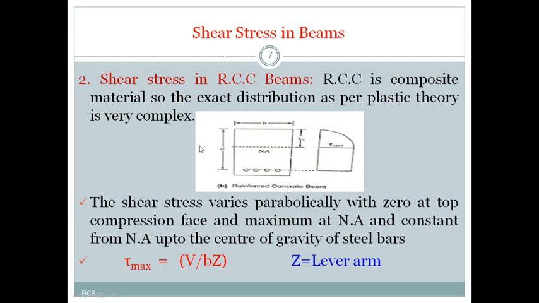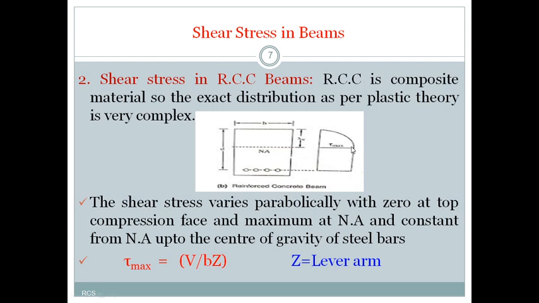So I think you got the difference between the shear stress distribution of a homogeneous beam and an RCC beam. It is completely parabolic in the homogeneous case, and here it is parabolic up to the neutral axis, and then it is constant. Then how to calculate this tau max? According to this, tau max can be calculated by V by Bz. Here V is the shear force, B is the width of the beam, and Z is the lever arm. Lever arm is the distance between the lines of action of the forces acting in the compression zone and tension zone.